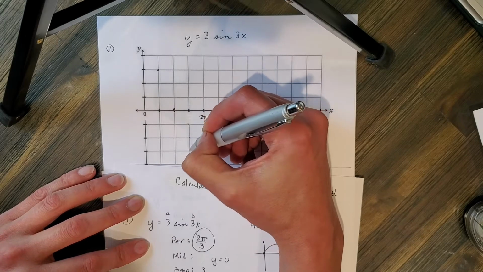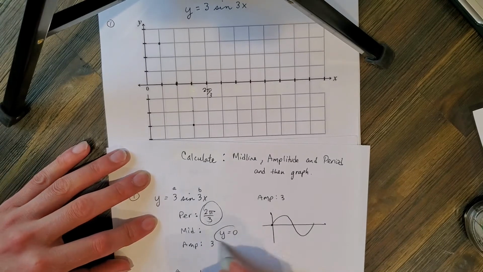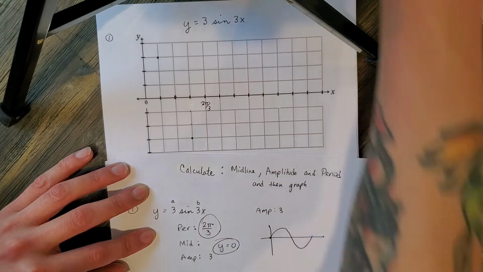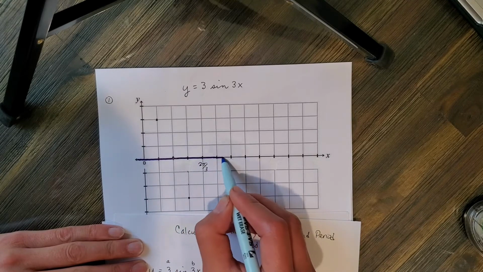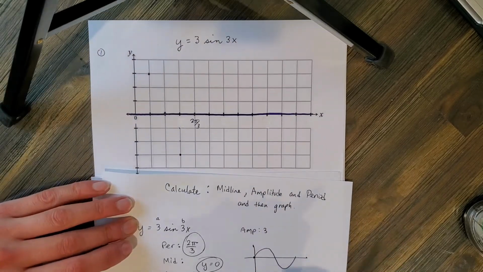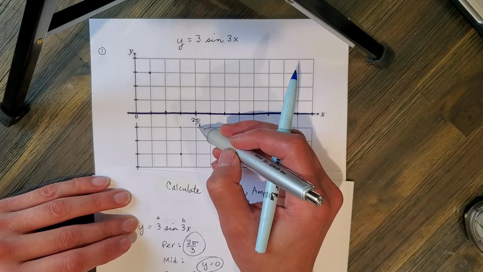1, 2, 3. Okay? Remember, my midline is 0. I wrote it right here, y equals 0. So that's going to be where the middle of the graph is. Okay? So right here is going to be the midline, this one right here. And so, again, I marked the 4th tick mark here. That's going to be the end of the cycle.